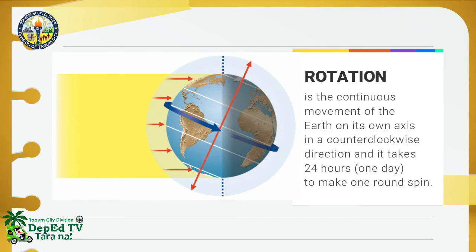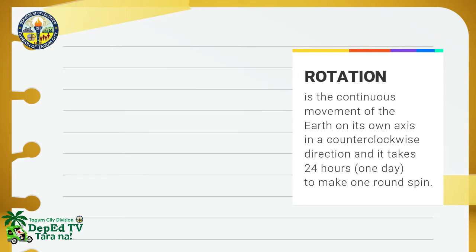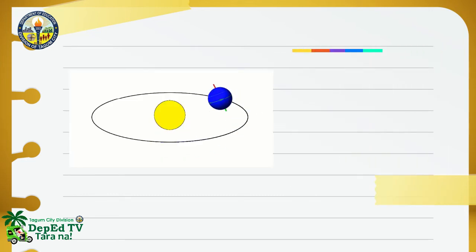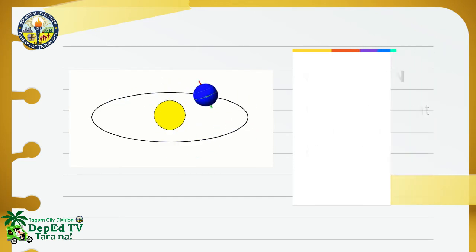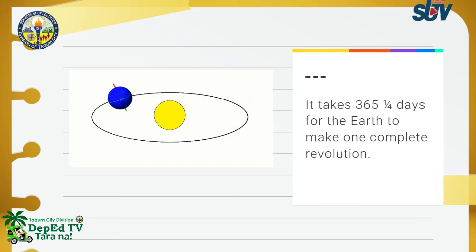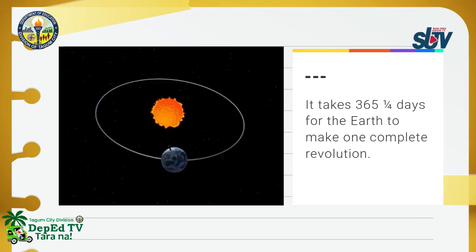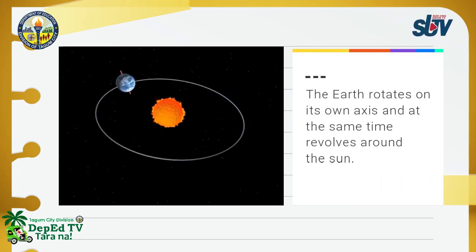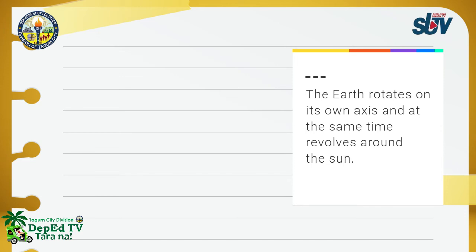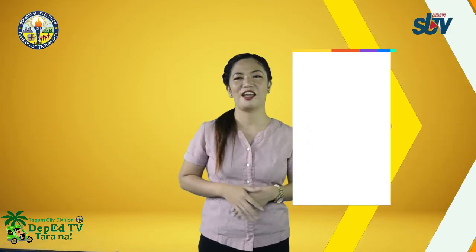Rotation is the continuous movement of the Earth on its own axis in a counterclockwise direction, and it takes 24 hours or 1 day to make one round spin. Revolution is the movement of the Earth around the Sun. It takes 365 and 1/4 days for the Earth to make one complete revolution. The Earth rotates on its own axis and at the same time revolves around the Sun.